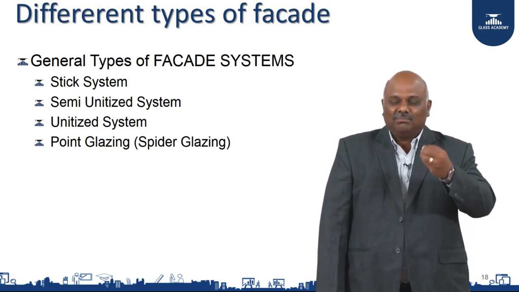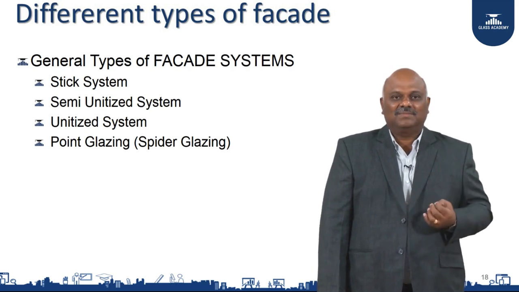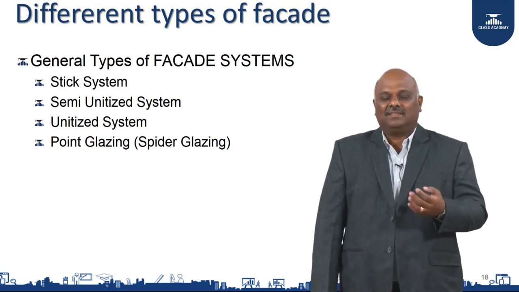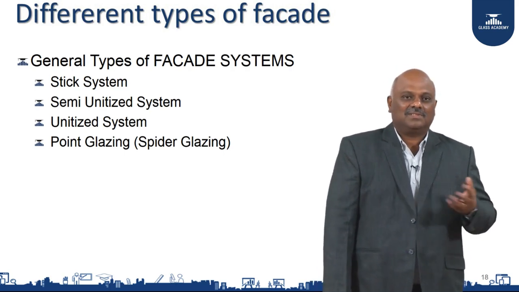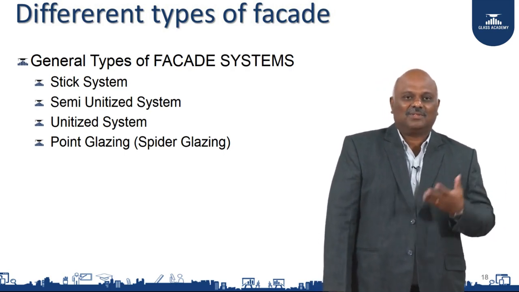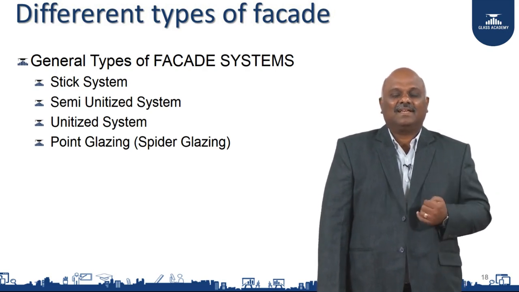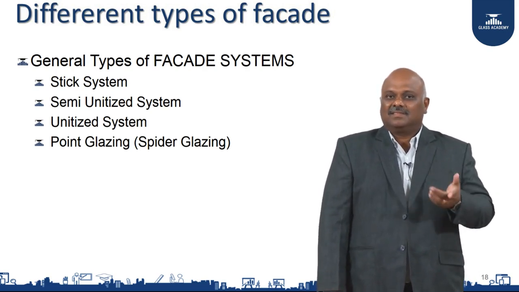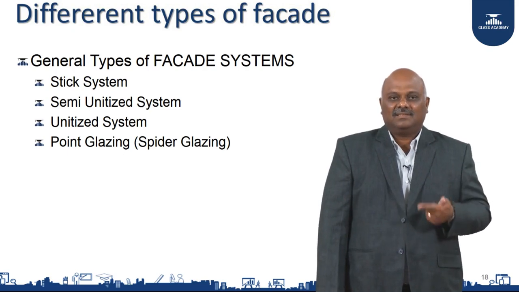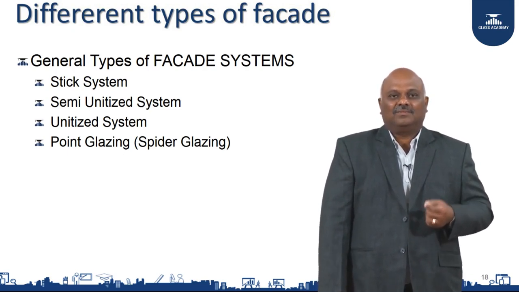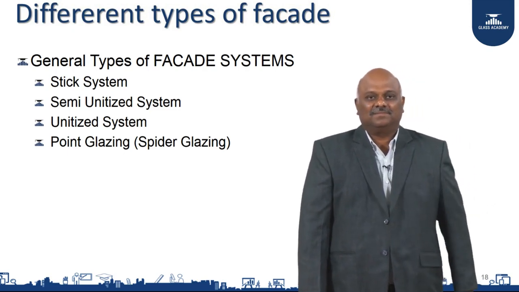Here are improved versions of the system. The evolution has brought them in with glass, aluminum, steel, wood, and what not. The systems fall mainly into three categories: stick system, semi-unitized system, and pressure-equalized fully unitized system. So now let's see what the stick system is.